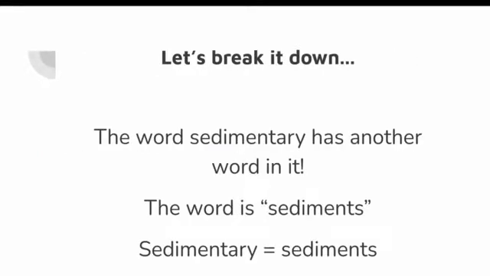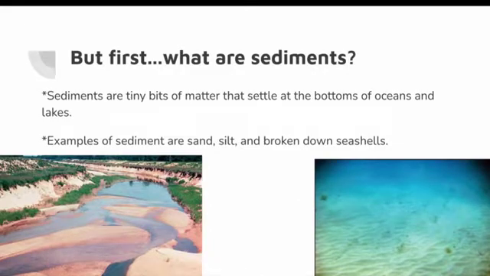The word sedimentary has a word that's hidden in it, and that word is called sediment. Repeat after me. Sediment. Sedimentary. Sediment. So, what is a sediment?